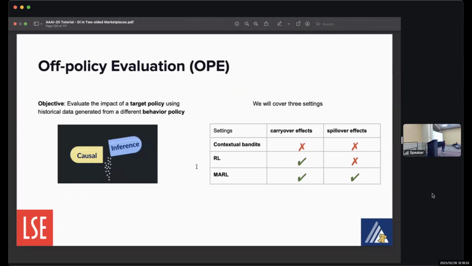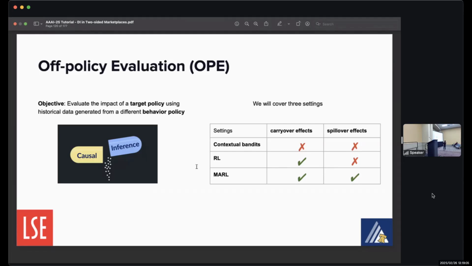So when talking about policy evaluation, most of the time we are referring to off-policy evaluation, where the goal is to evaluate the impact of a target policy offline using data generated by a possibly different behavior policy. And off-policy evaluation is closely related to causal inference. So its objective is basically to evaluate the difference between two drugs.